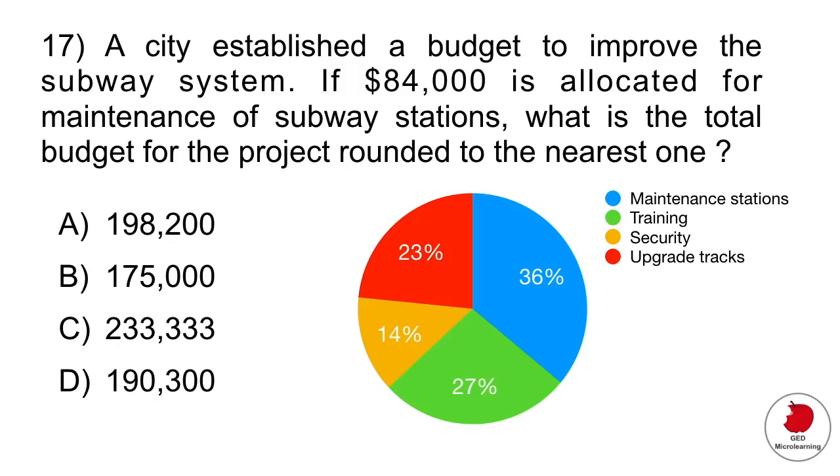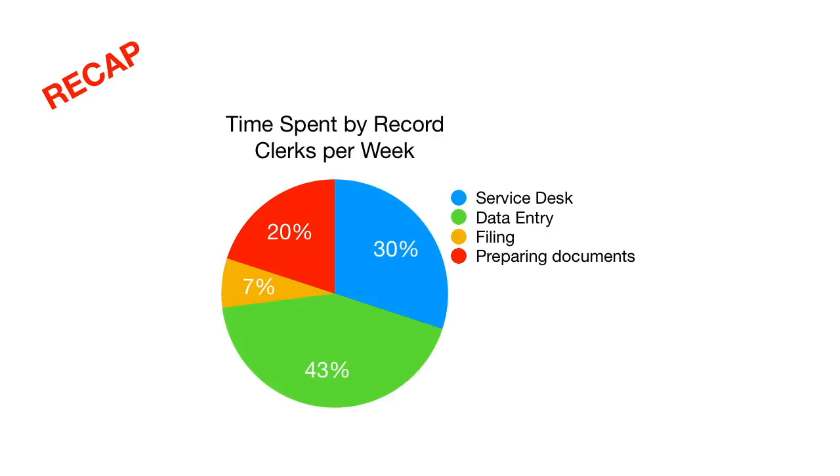Okay, so the next problem involves you being able to read data from a circle or a pie graph. All right, so the question reads, a city established a budget to improve the subway system. If $84,000 is allocated for maintenance, what is the total budget for the project rounded to the nearest one? All right, so first of all, let's just remind ourselves really quickly how to read a pie graph.